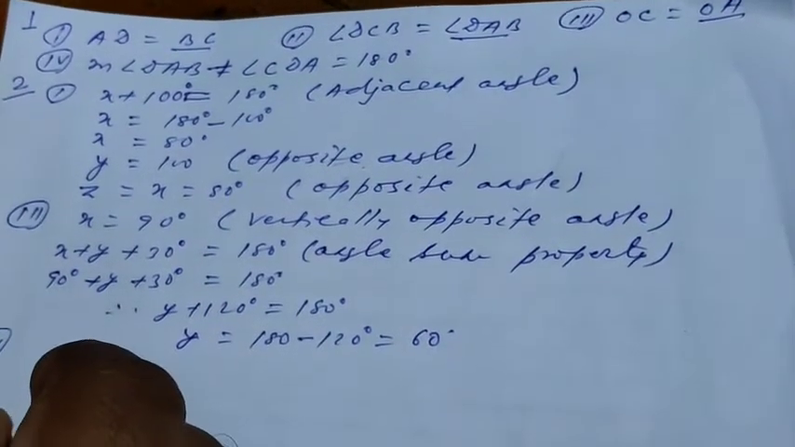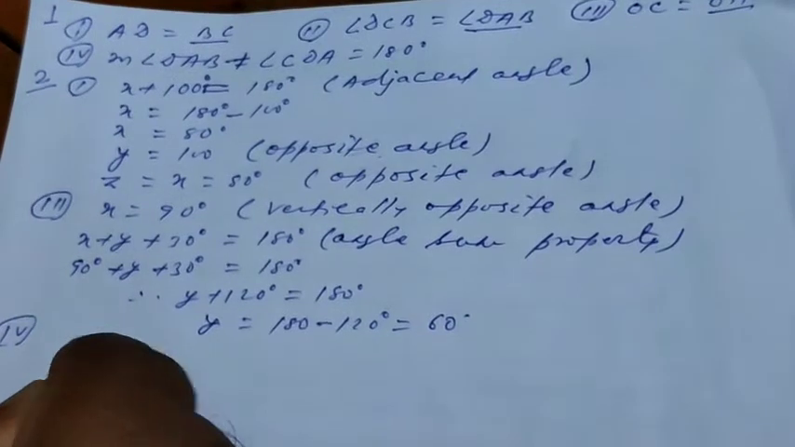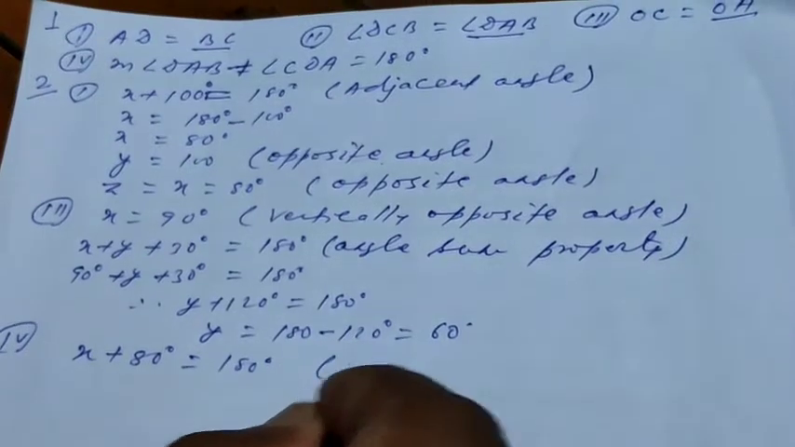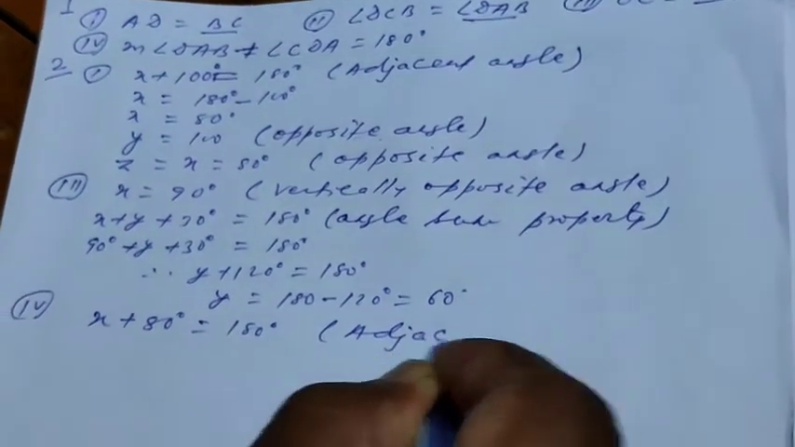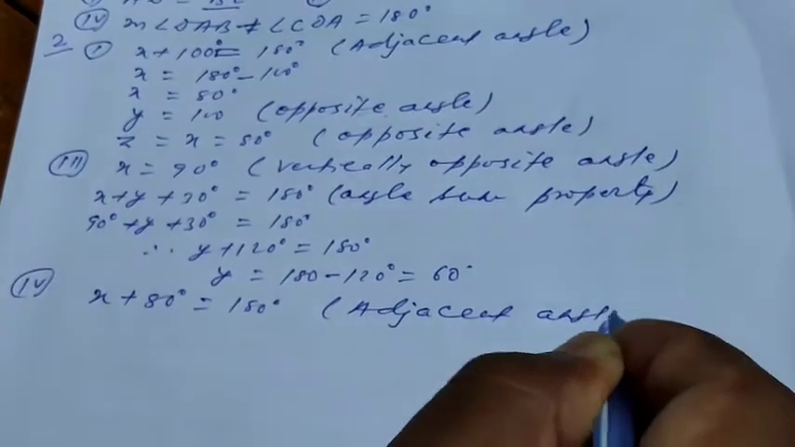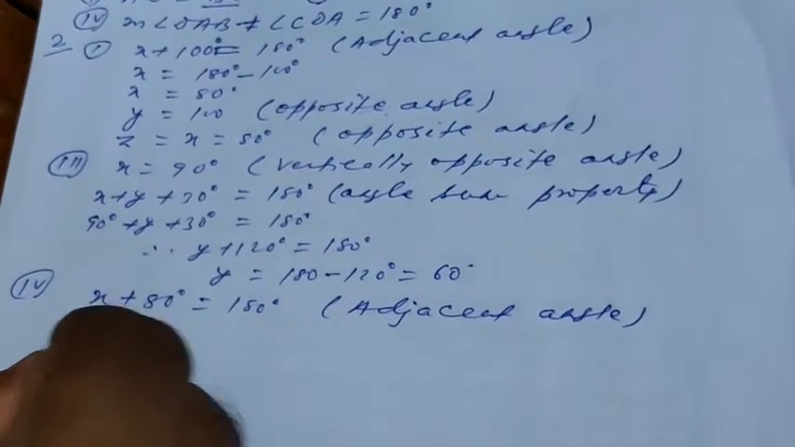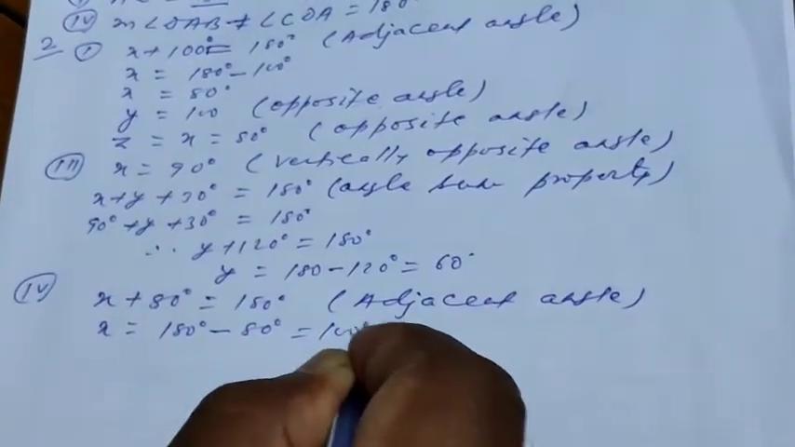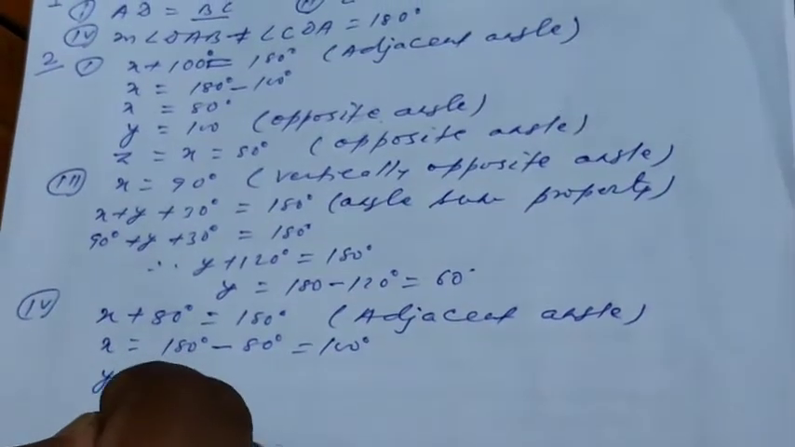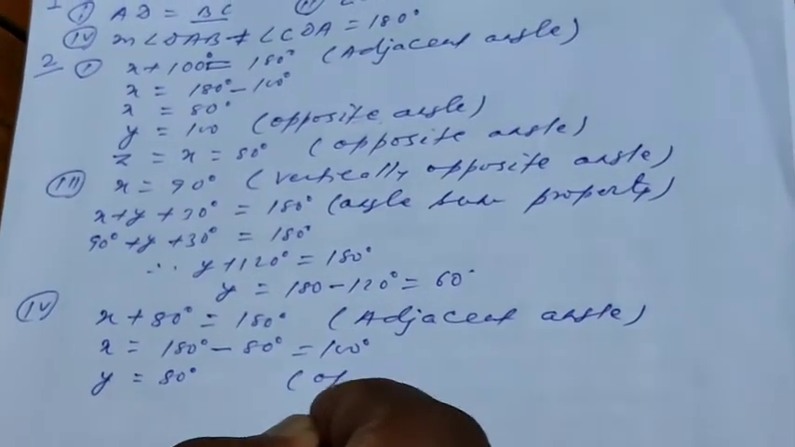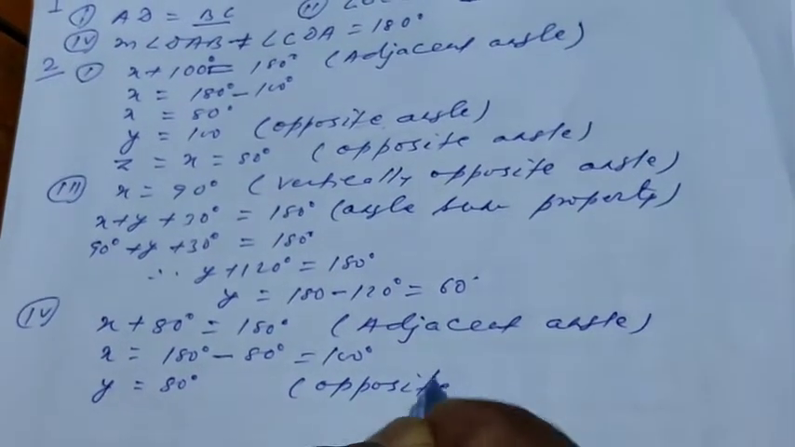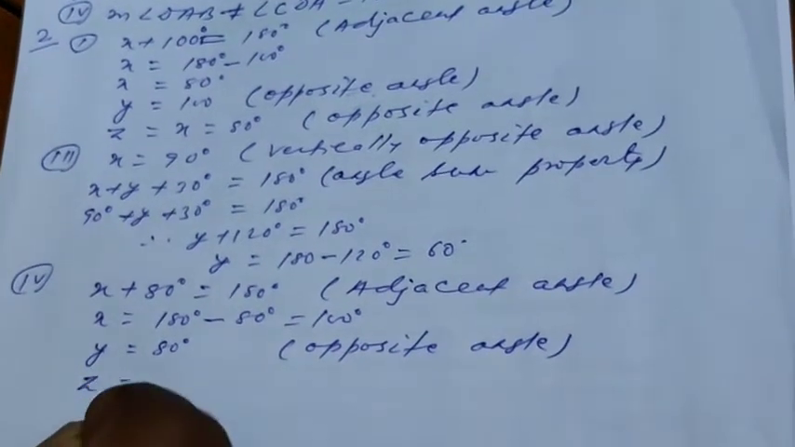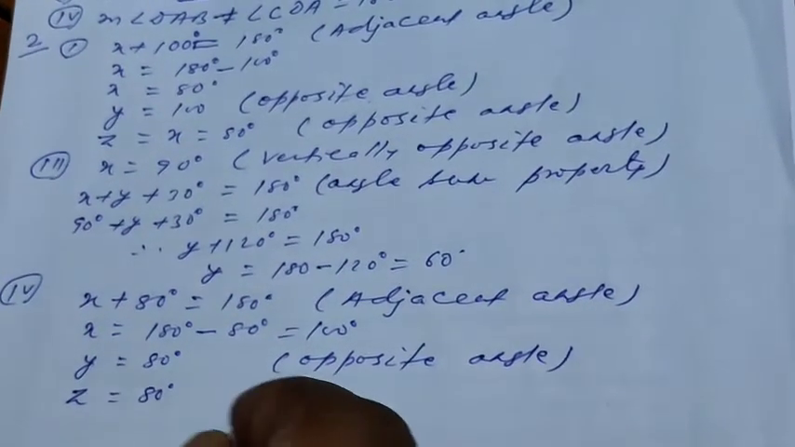Now question number 4. In question number 4, x plus 80 degree is equal to 180 degree, since both angles are adjacent angles. Therefore x equal to 180 degree minus 80 degree is equal to 100 degree. y is 80 degree, since this is the opposite angle, and we know that opposite angles are equal. And z is equal to 80 degree, corresponding angle.